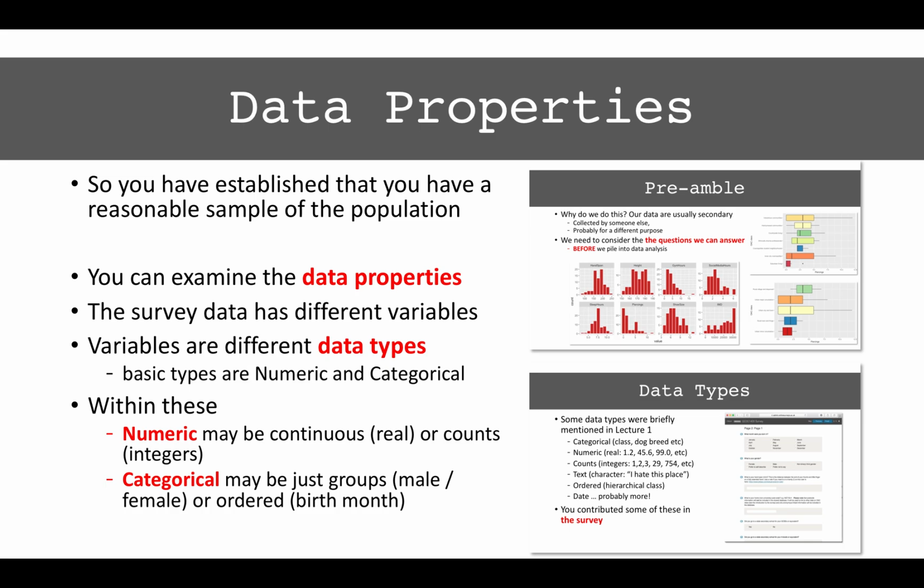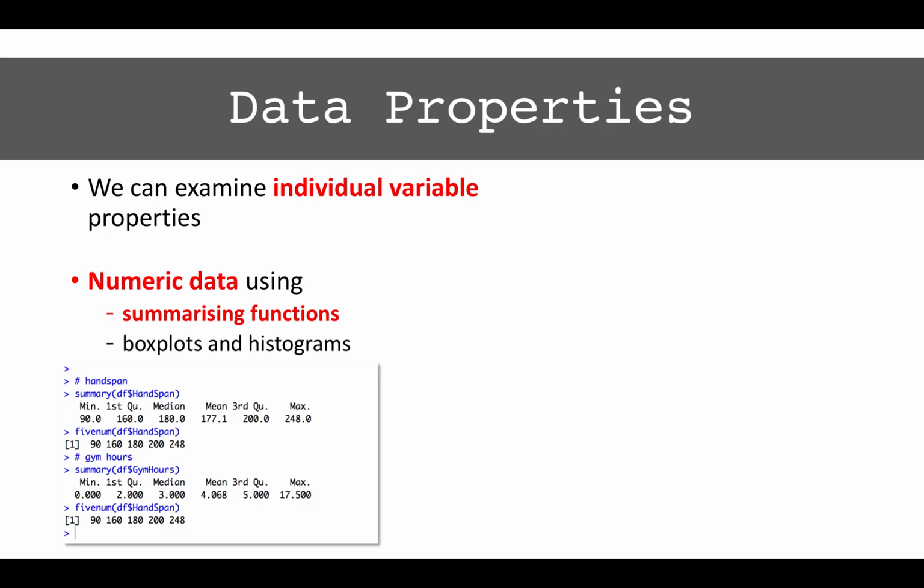And categorical data may just be groups, male, female, or it might even be ordered, such as birth month, which could be ordered from January through to December, or it could be ordered from September through to August, perhaps to represent the ordering of the academic year. And we can examine the individual variable properties in different ways. So for numeric data, we can use summarizing functions such as summary and 5num. And we can see here that these give us numeric summaries of the data.